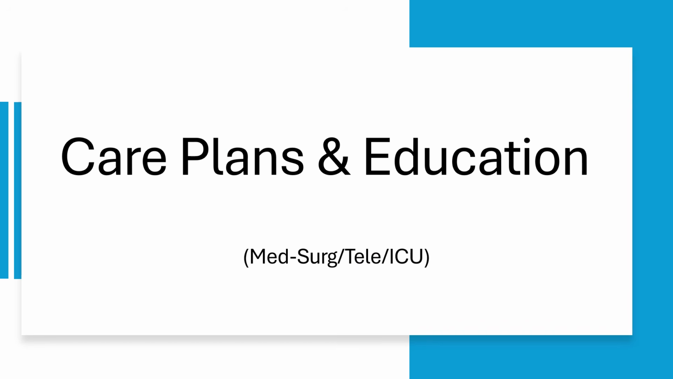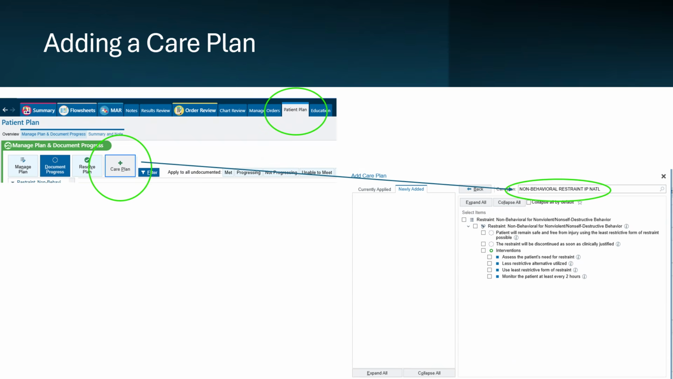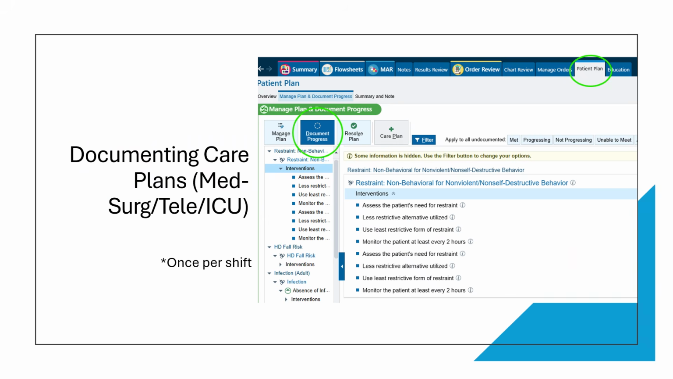Education. This is specific to the med-surg, tele, and ICU floors. To add a care plan, you're going to go to patient plan, care plan, and then type in either behavior or non-behavioral restraint. Then you'll document progress by going to patient plan and document progress. This needs to be done once a shift.